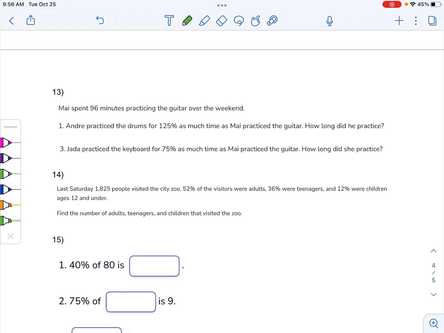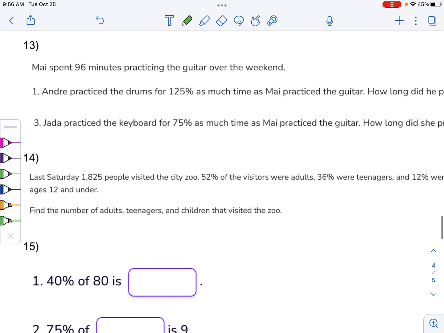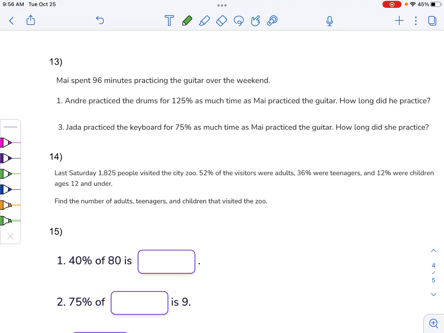Maya spent 96 minutes practicing the guitar over the weekend. Drea practiced drums for 125% as much. Okay, so we're going to take that 96 minutes and divide it into 4 groups to find out what is 25%. So 96 divided by 4 is 24. Now 24 is what 25% is. Now for 125%, 100% is 96 plus 25%, which is 24. And that's 120 minutes.